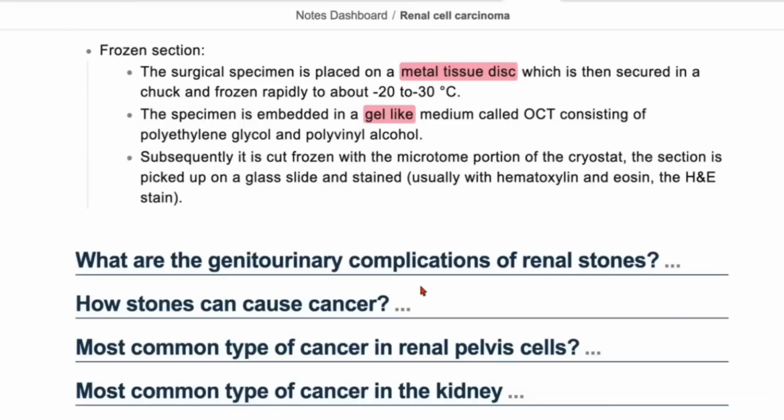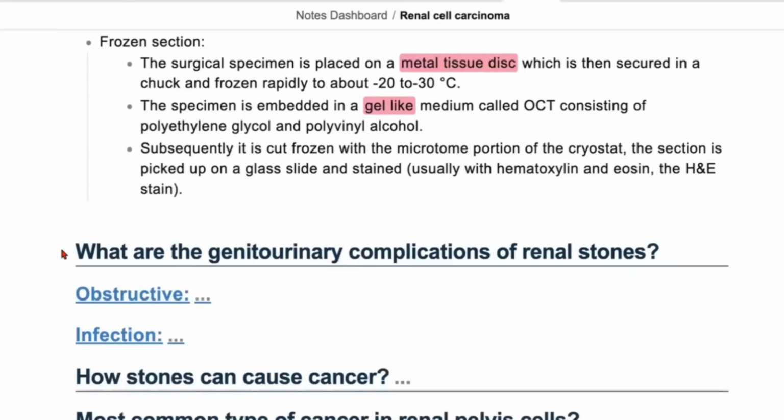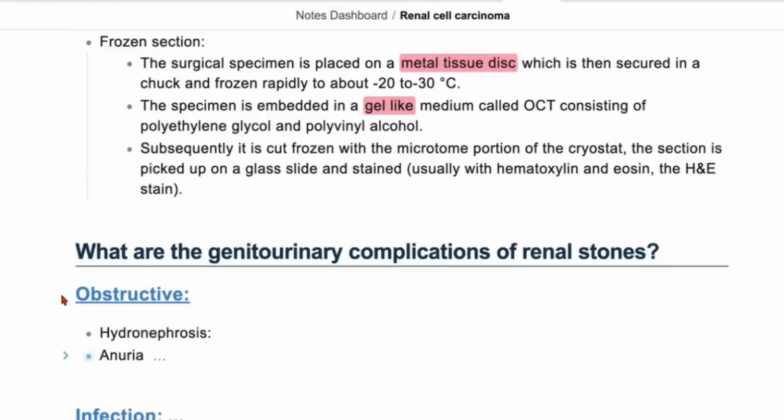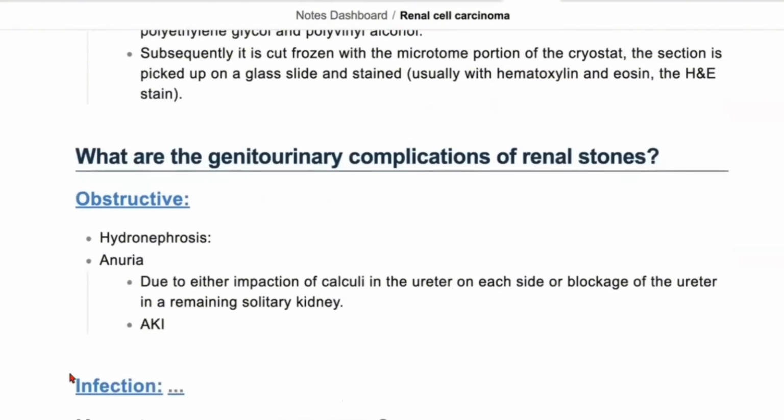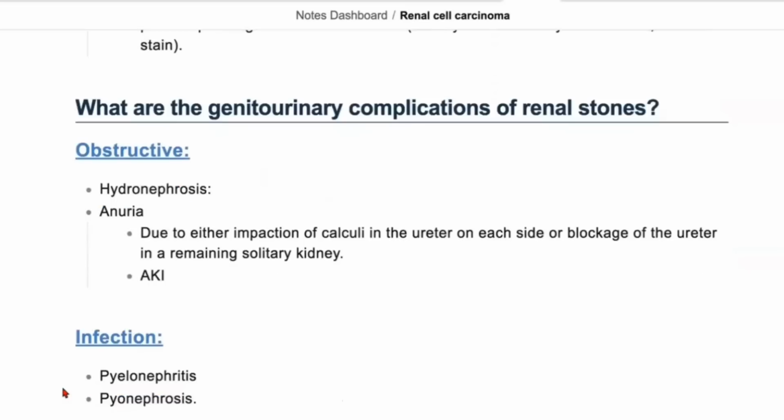Yeah. I mean, you can classify it. You can classify it into obstructive, infective, and also malignancy as well, if you want to add this. Obstruction can lead to hydronephrosis and anuria and kidney failure or acute kidney injury. In infection, you can get pyelonephrosis and pyelonephritis. And then you can also add malignancy: very chronic renal stones can lead to squamous cell carcinoma.